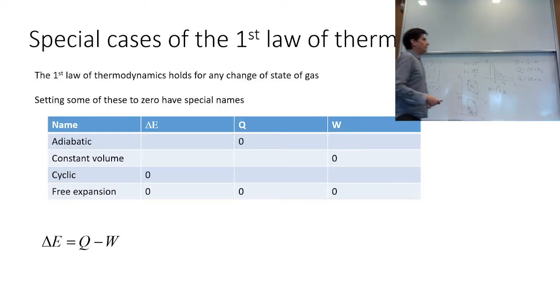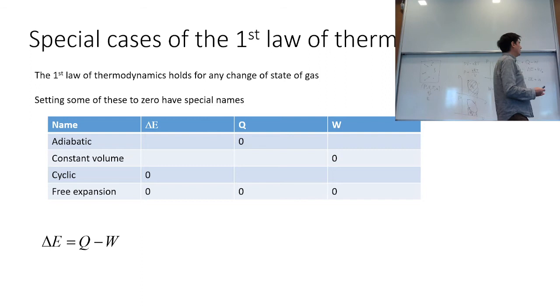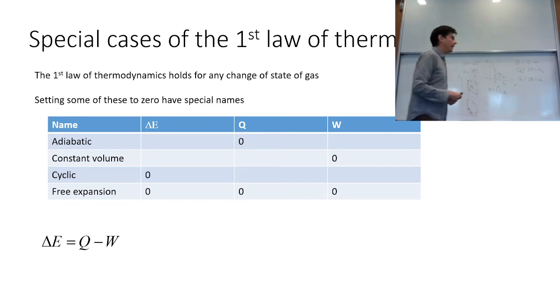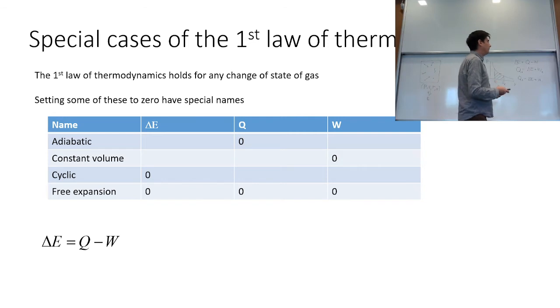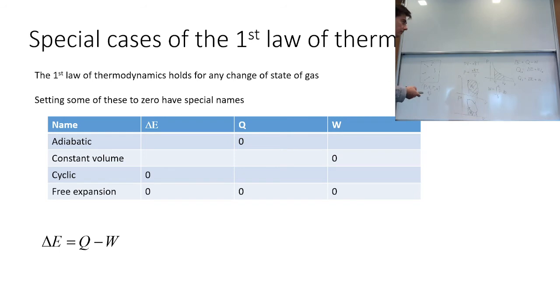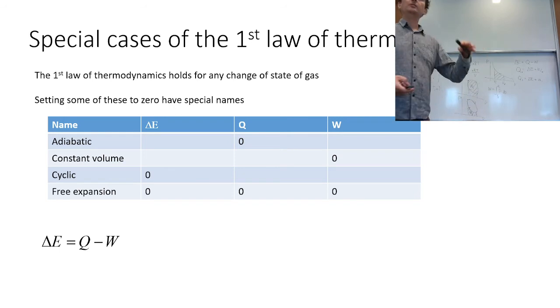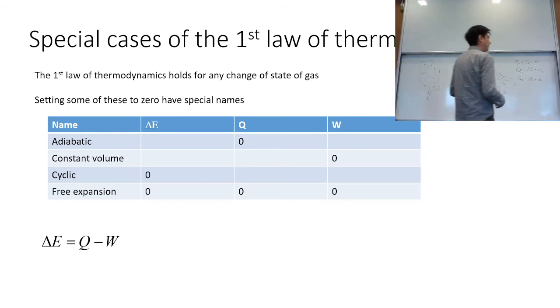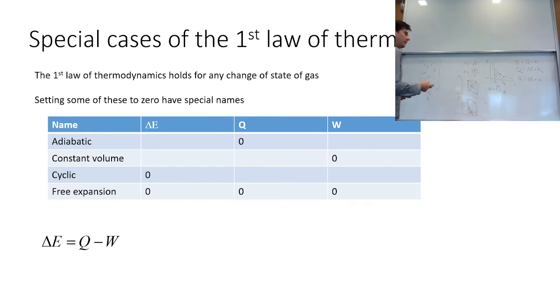All right. So let's look at some special cases of the first law of thermodynamics. We've basically got these three variables: delta E, Q, and W, and setting some of these values to 0 gives some special names to these particular processes.